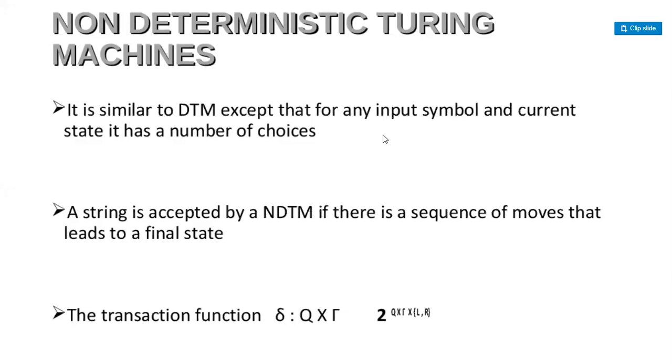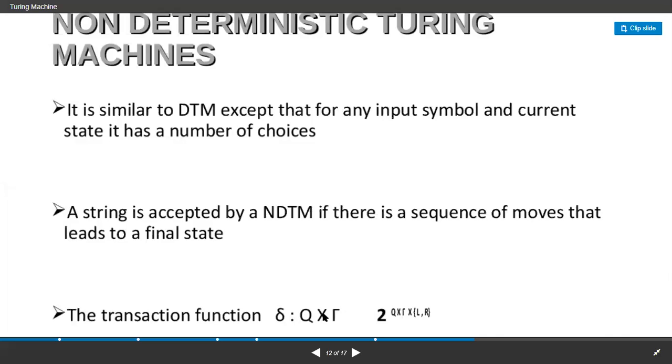And while coming to the NDTM, Q into tau here, tau always defines the input tape symbols, and Q into tau is giving an output in the form of 2 power Q into tau into left or right moves, right? And please all of you make a note of this transition function also. Then it defines that it is an NDTM.